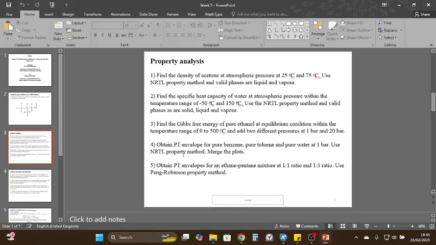No, sir. Now the last one is we have to obtain the PT envelope for ethane pentane mixture at 1:1 ratio and 1:3 ratio, and we have to use the Peng-Robinson method. So try to do this. Previously in the mole flow, we used to specify 1. Over here, you just need to specify 2 different mole flows for the ethane and pentane components. But before beginning this simulation, you need to add the components in the component list, and you have to change the property method from NRTL to Peng-Robinson. The rest of the process is the same.